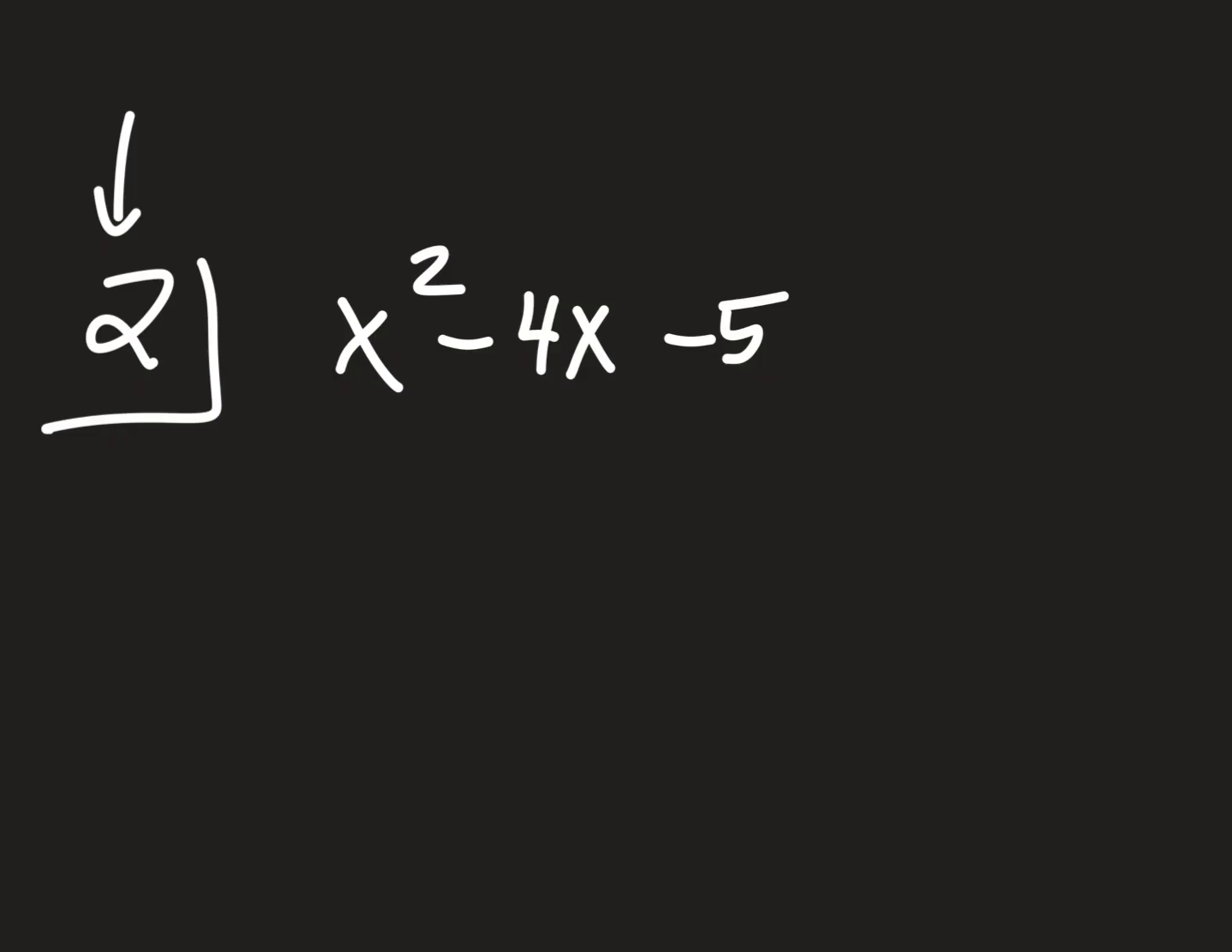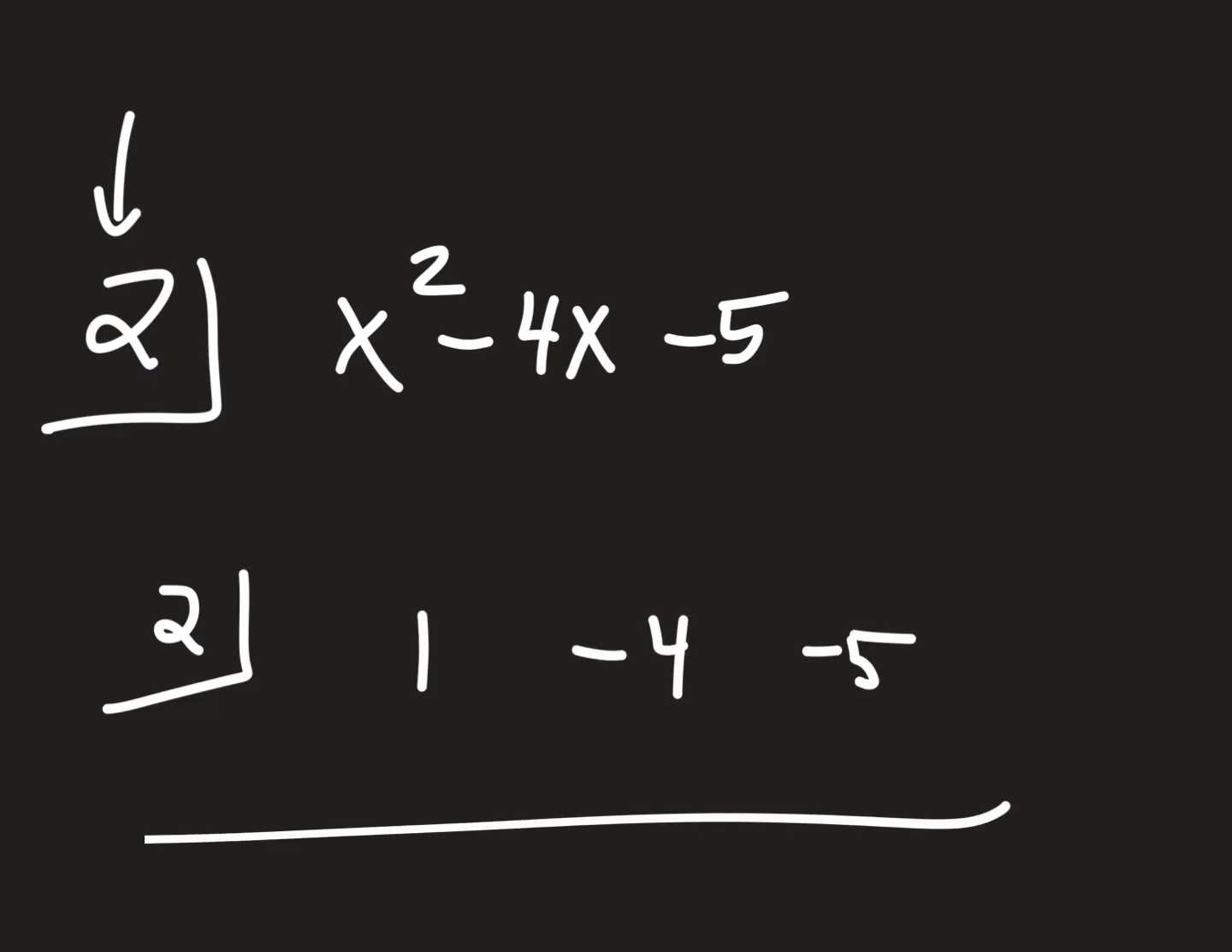That's what I'm going to teach you today. For right now, would you just see if 2 actually is a factor? Actually, we'd call it a root. Is 2 a root, or is 2 a 0 for this? Well, you go 2, 1, -4, -5, draw the line. This is called synthetic division. You just learned it yesterday.